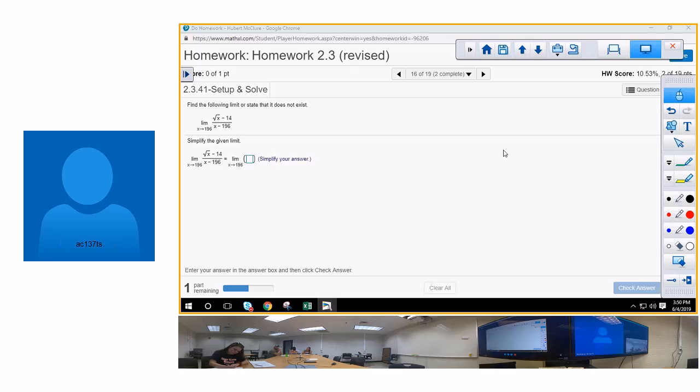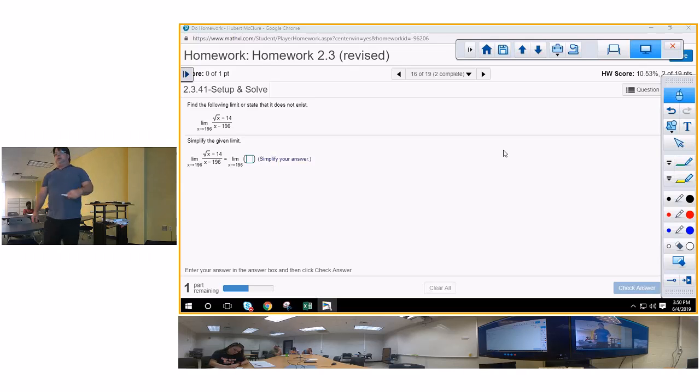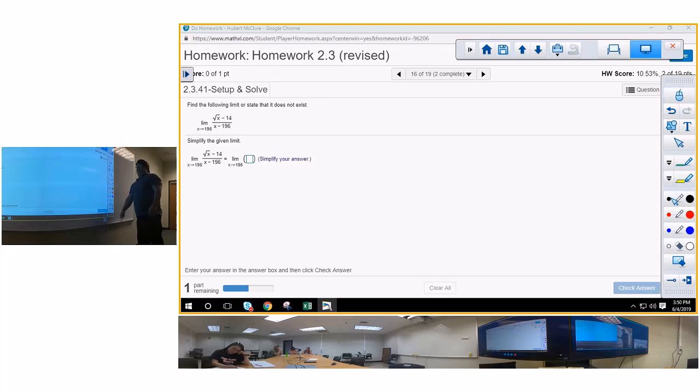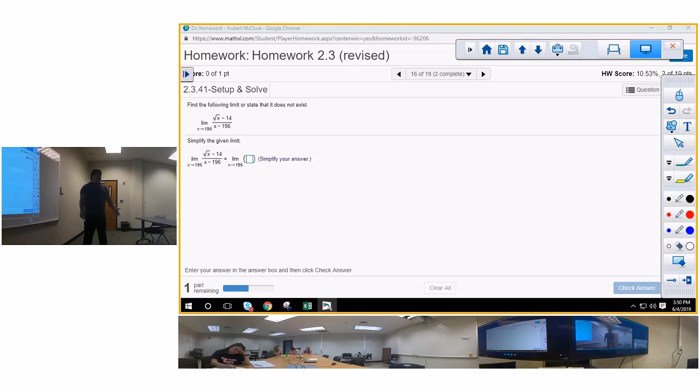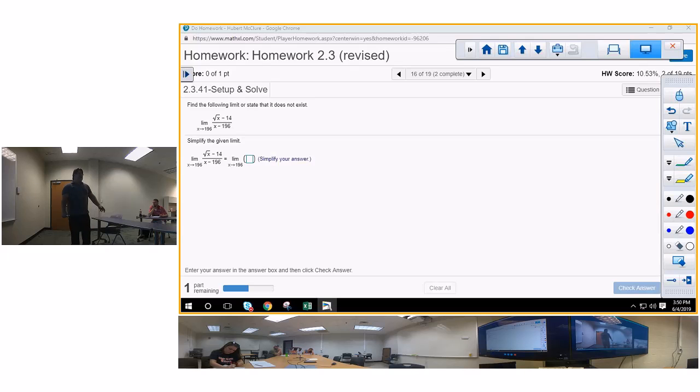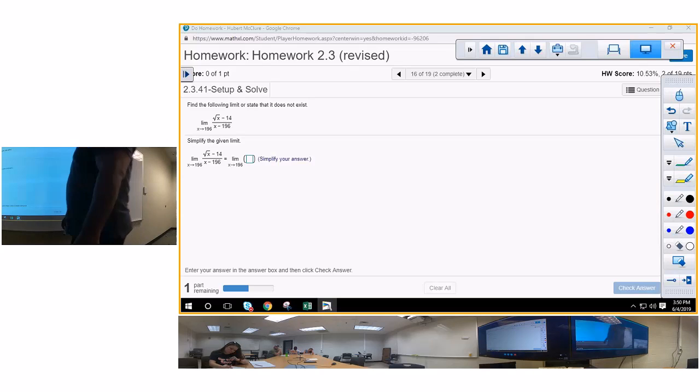Okay, so we rationalize the numerator. Now, what tells you to do this? You ain't got no choice. You've got x minus 196 in the denominator. Whenever you plug in, it just gives you 0. We can't do this problem. You know you've got to do something else. So we're going to multiply by the conjugate of the numerator.